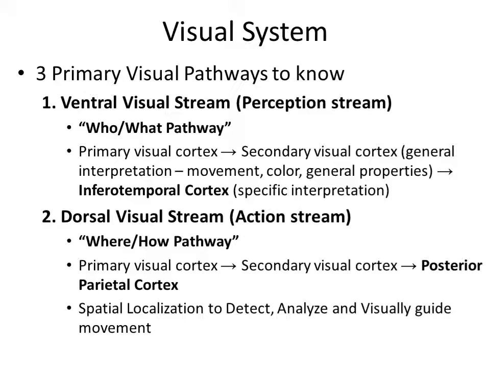The dorsal visual stream is known as the action stream, or the where-how pathway. Information from the primary visual cortex goes to the secondary visual cortex, again for that general interpretation. But from here, instead of going to the inferotemporal cortex, it goes to the posterior parietal cortex. This enables us to spatially localize. It gives us that ability, that depth perception, that ability to tell where things are relative to each other in space. It allows us to detect and analyze where things are located and to visually guide movement.